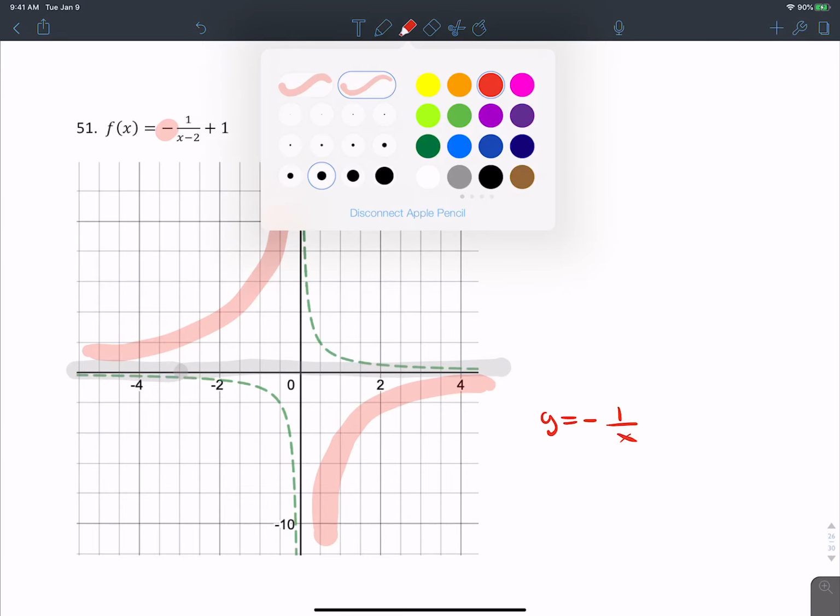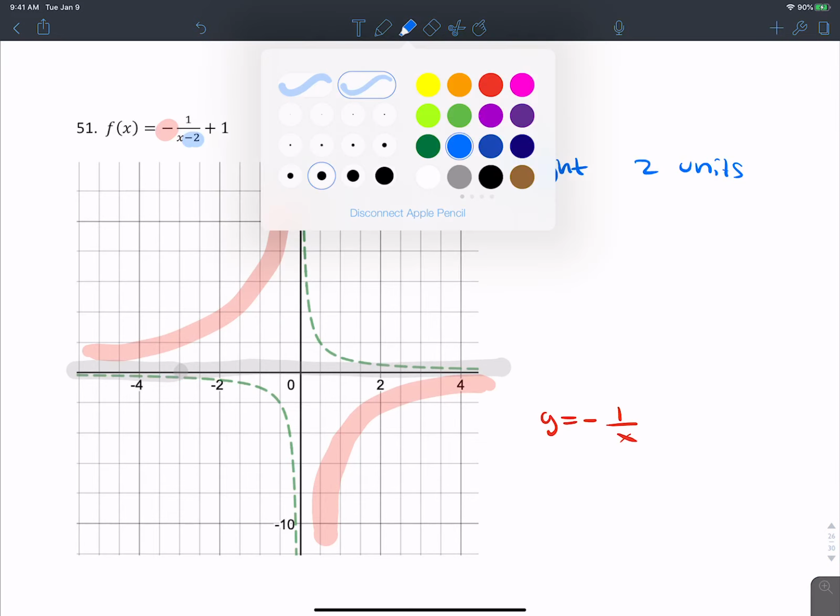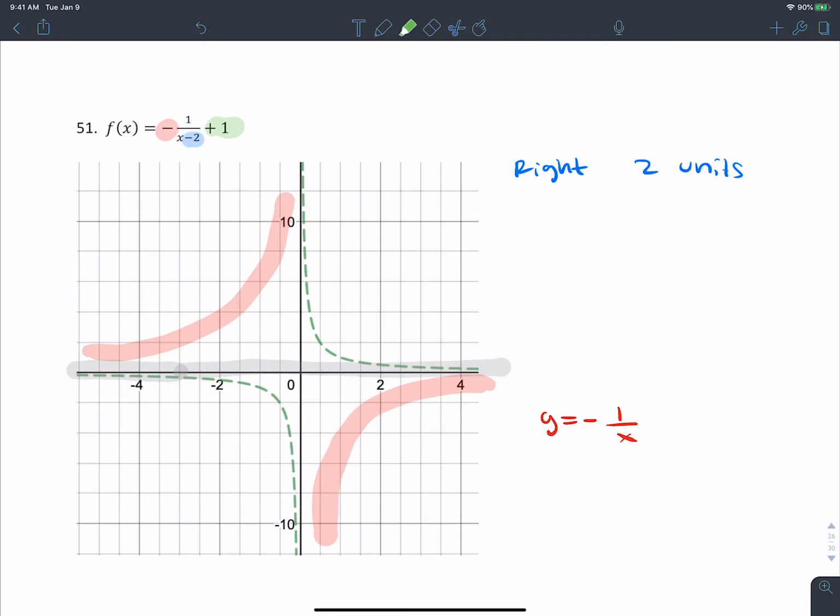But if you have here a minus 2, that means we shift to the right 2 units. And then you have a plus 1, which means you shift up 1 unit. So every point is going to go to the right 2 units and then up 1 unit.